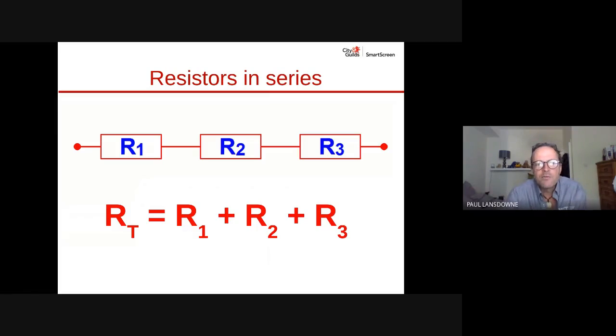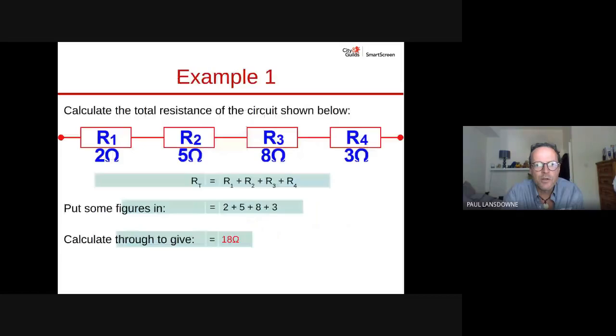So basically with resistors, you just add them up. R1 plus R2 plus R3 equals the total resistance, RT. Now, you may find on some slides it might say RS or something like that, but it's the total resistance. So basically, you're adding them up, and you'll see that if we go on to some testing later, it is quite a fundamental side of things.